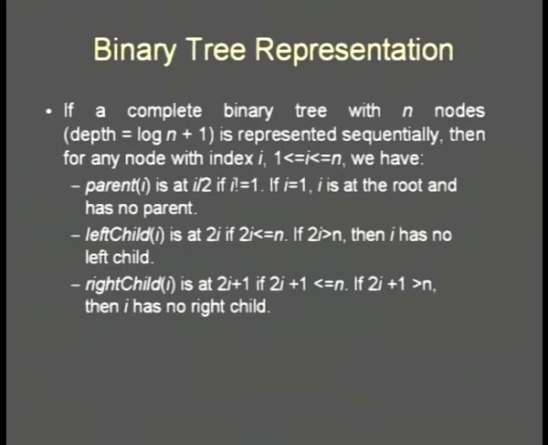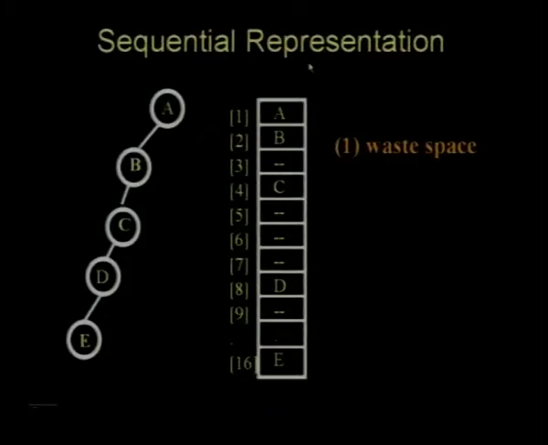So this is the simplest representation of a binary tree. It is also a very effective representation if the tree is a complete binary tree. The problem is that most binary trees are not complete binary trees. Then what happens? You have a lot of gaps in your sequential representation, and it is not a very efficient way of representing. So this is an example of a sequential representation.